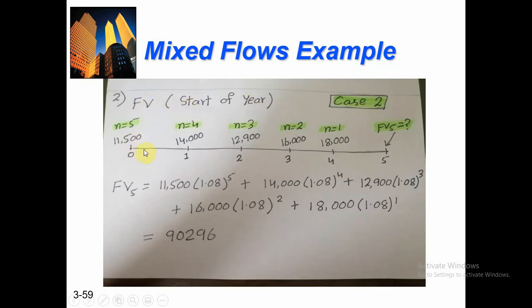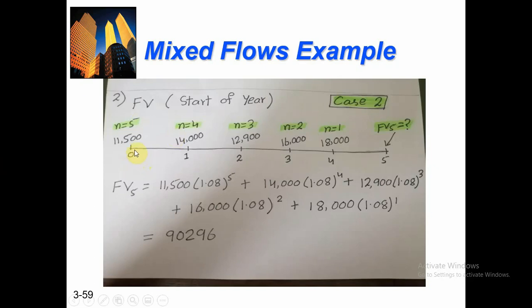So the only difference between ordinary annuity and the annuity due is the timing of cash flows. In this case we will follow the same problem under the annuity due investment plan. You can see here the timing of the cash flows is at the start of the time period.